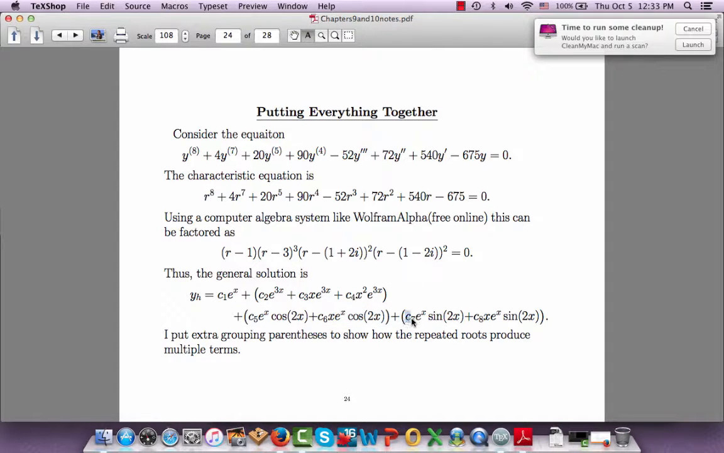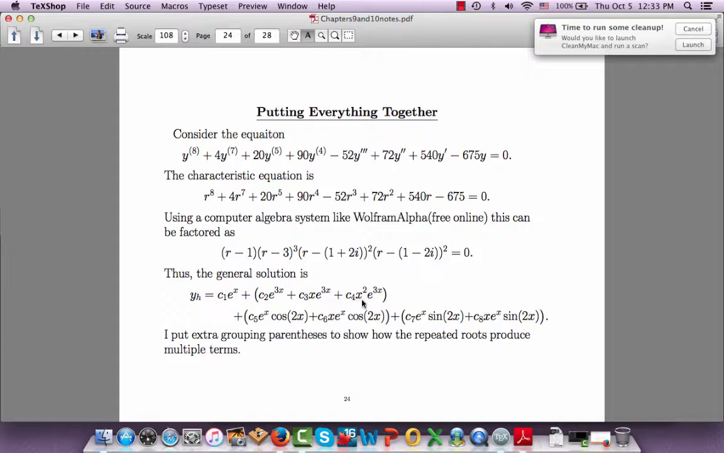We get a constant times e to the x sine of 2x, because the 2 is the imaginary part of the root, the 2i that we see. And that root is repeated, I should say, so we also add another constant times x times e to the x sine of 2x. So we have 8 terms when we're done, because it is an 8th degree equation, so the general solution of this homogeneous equation needs 8 different terms to introduce 8 constants, C1 through C8.